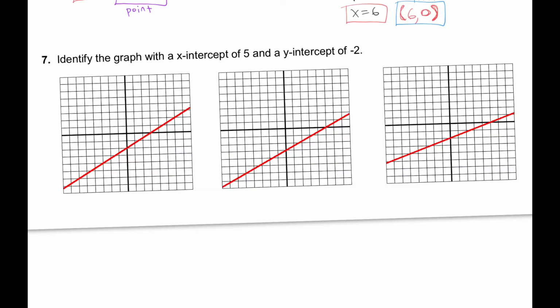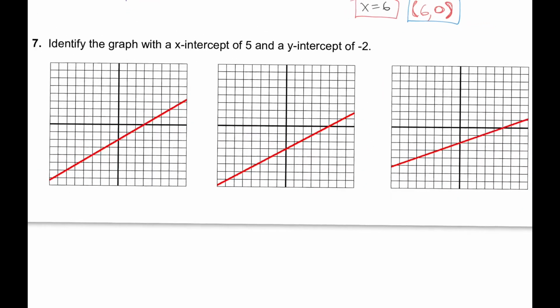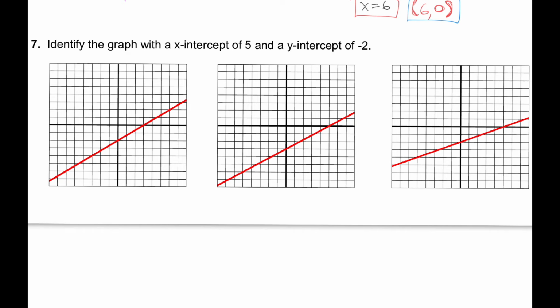Number 7 says identify the graph with an x-intercept of 5 and a y-intercept of -2. So you are looking at the graph. I have 3 different options here. All you have to do is know which line crosses the x-axis at 5 and the y-axis at -2. So I'm looking at the graph on the left side, and the x-intercept, I'm looking at the x-axis from the origin, positive 1, 2, 3. That is not the one we need. We want the one that has an x-intercept of 5. So you can cross out the first graph.